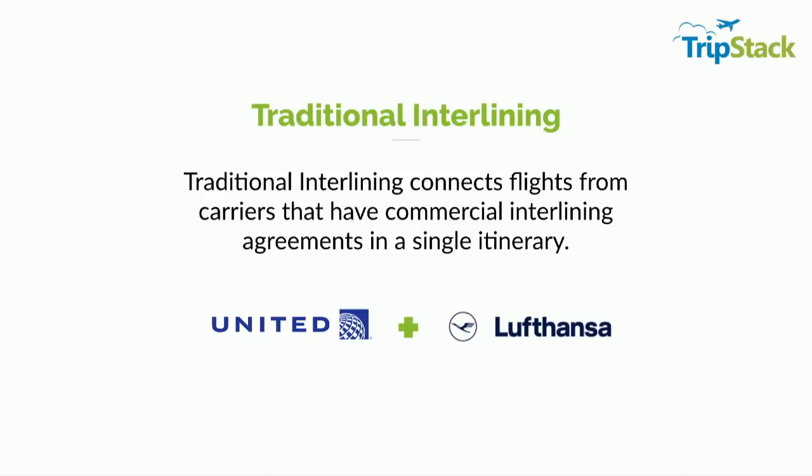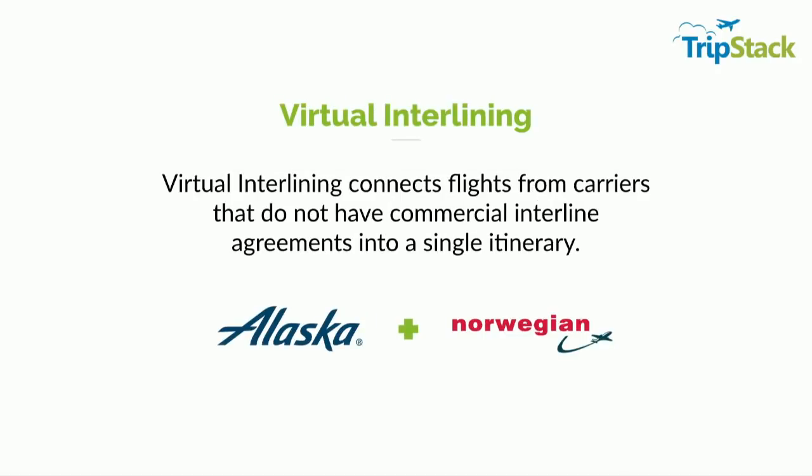So traditional interlining, everyone in the room knows this, is the interlining of flights of carriers that have commercial agreements in a single itinerary. An example is United and Lufthansa. Virtual interlining connects flights from carriers that do not have commercial interline agreements into a single itinerary. An example of this would be Alaska with Norwegian.